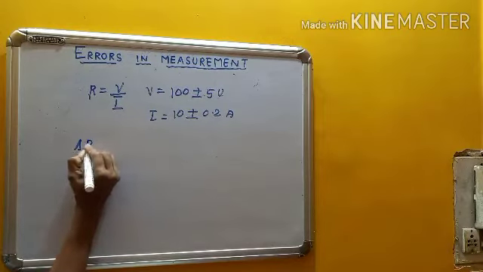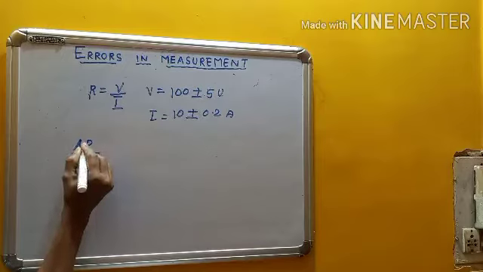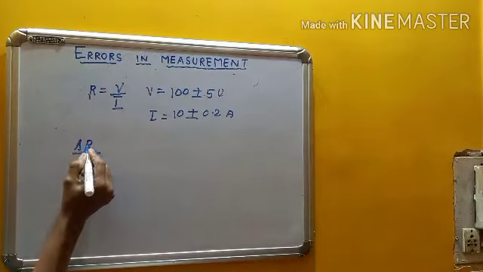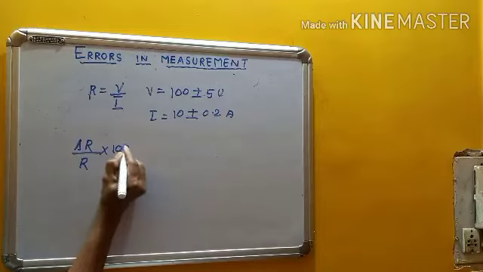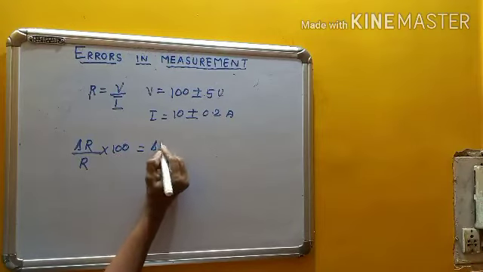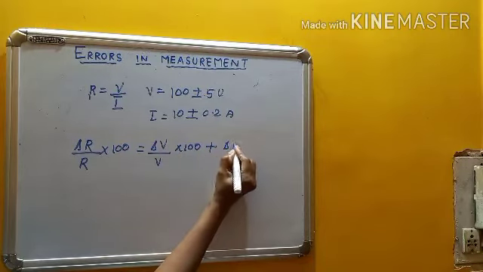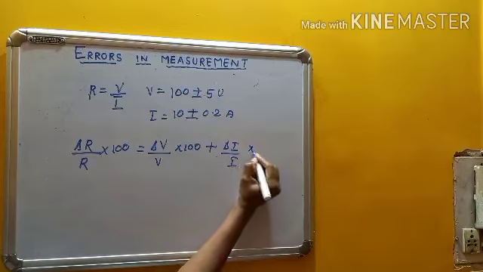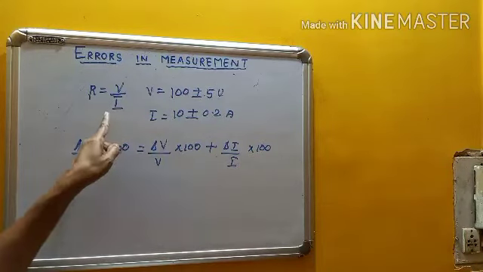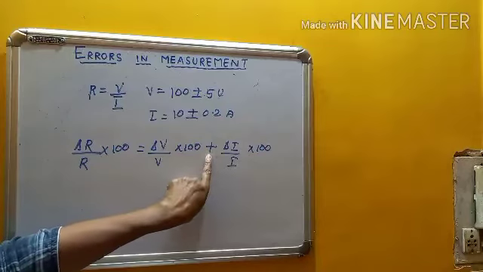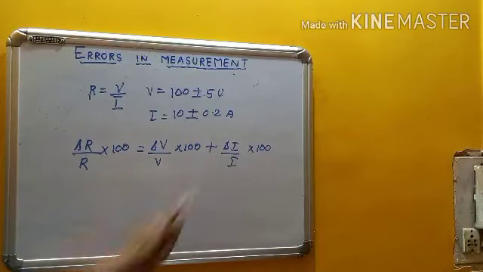So directly you write the formula: percentage error, that is absolute error divided by true value into 100, is equal to delta V divided by V into 100 plus delta I divided by I into 100. Children, here I is in the denominator, but you are not supposed to write the minus sign here. Remember that. In both multiplication and division, whether the quantities are in the numerator or denominator, we are supposed to add only. Okay, so here it is given directly.